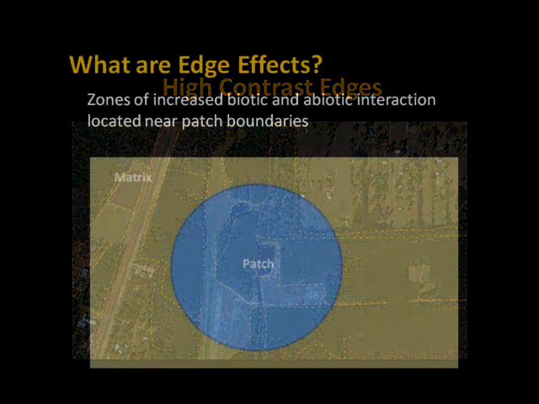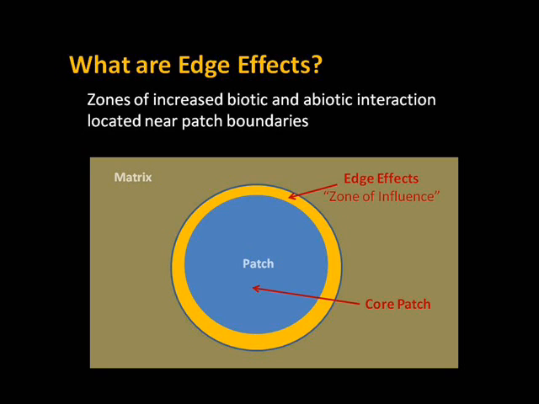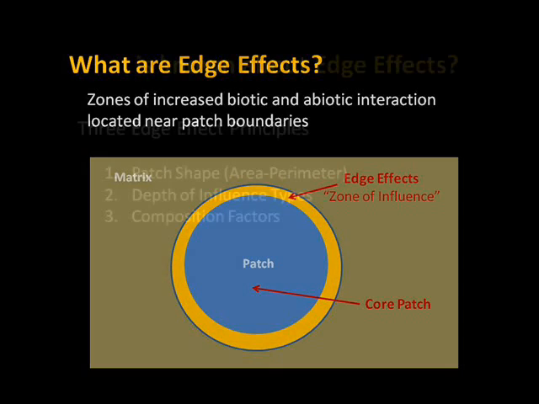What are edge effects? The zone or area located in close proximity to a patch boundary experiences increased levels of biotic and abiotic interaction relative to the patch's core. This zone of influence is subject to elevated levels of structural disturbance and functional alteration. Comparatively, that portion of a patch lying interior to the zone of influence exhibits greater sustainability as a result of being subject to less frequent and less intense disturbance. This area is called the core habitat or core patch.